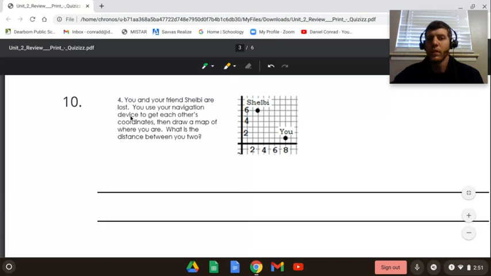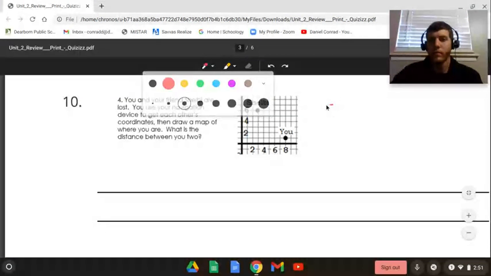You use your navigation devices to get to each other's coordinates, then draw a map of where you are. What is the distance between you two? So we're looking for the distance here. So if we're looking for distance, that's distance formula. So our distance formula is, let's make this a little bolder.